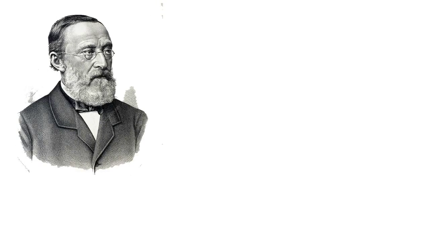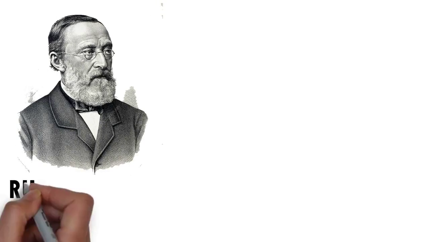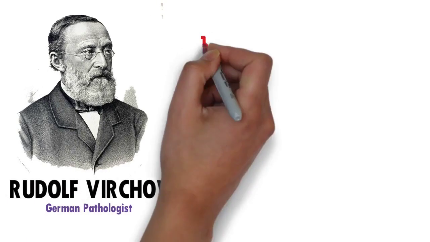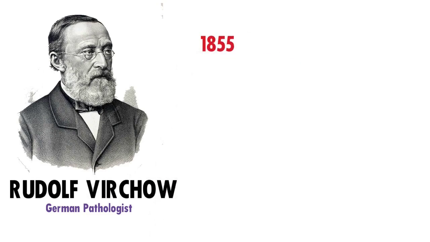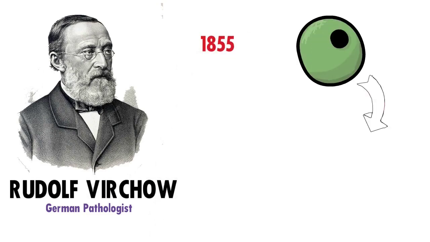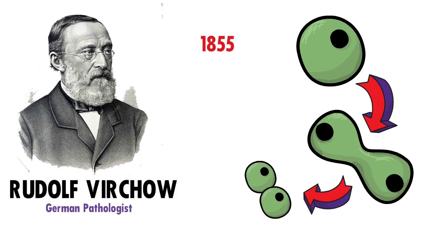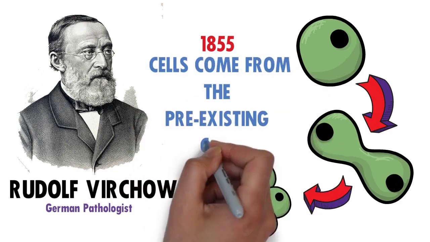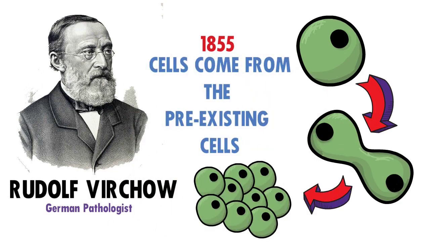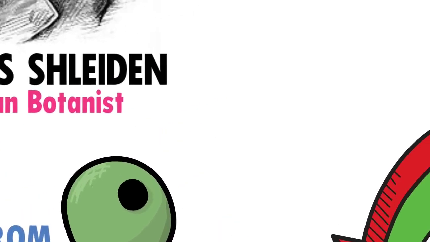The third scientist is a German pathologist, Rudolf Virchow. In 1855, he was the first to identify that new cells arise from pre-existing cells. He further elaborated that the new cells of animals can only come from existing animal cells, and plant cells only come from existing plant cells.